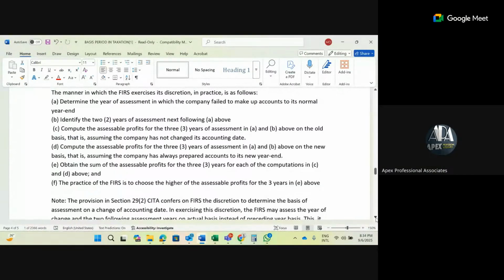Old date, the 3 years profit of old date is giving you 15 million naira. The 3 years profit of new date is giving you 20 million naira. You that you are working in FRS, I'm sure you are not going to pick the profit of 15 million naira. You are definitely going to pick the profit of 20 million naira because you are interested in higher profits, higher tax.